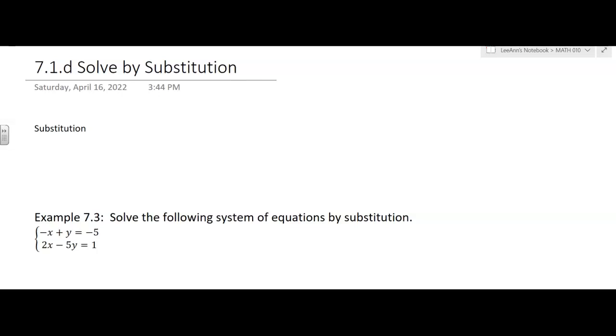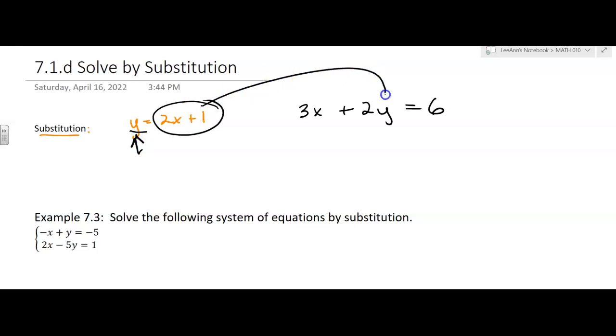Okay, so the next method we're going to learn is to solve by substitution. I didn't write this on your note page, so you don't need to write notes on this, but you can if you want. The idea though is if you have y equals 2x plus 1, and then you have another equation that says, I don't know, 3x plus 2y equals 6, then because you know y equals 2x plus 1, you have equivalent values. You have an expression for y. So you're going to plug that in the other equation for y.